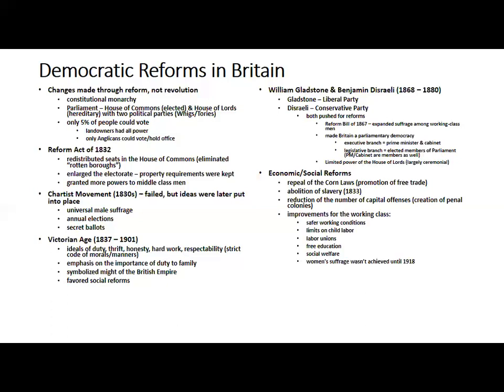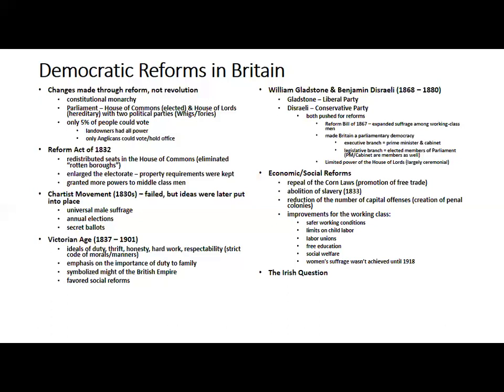There were also lots of improvements for the working class, what we would call basically social welfare, an emphasis on safer working conditions, limits on child labor, protections for women. Labor unions were recognized, free public education. The one thing that they lagged behind, though, was giving suffrage to women. They didn't actually achieve that till after World War I.